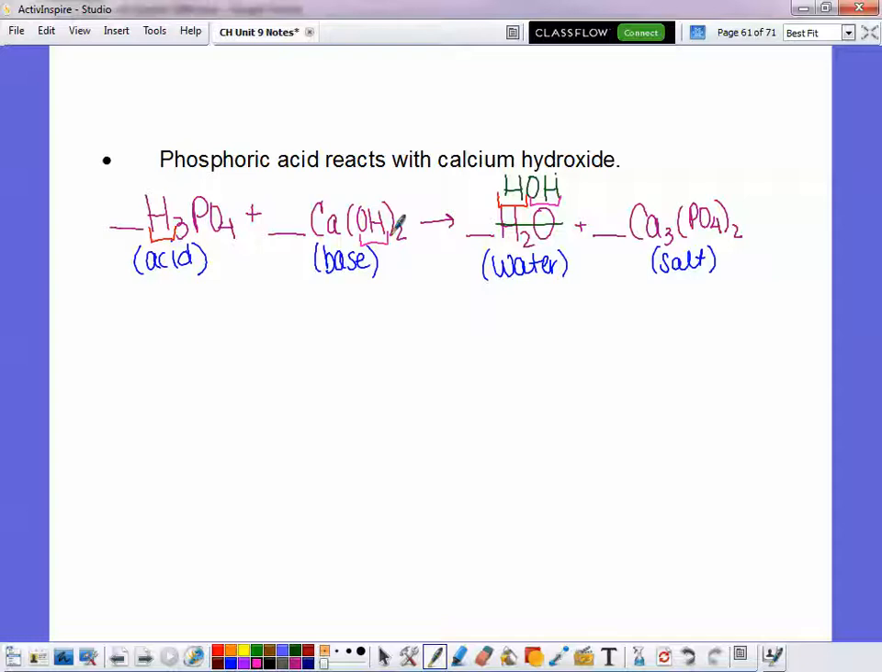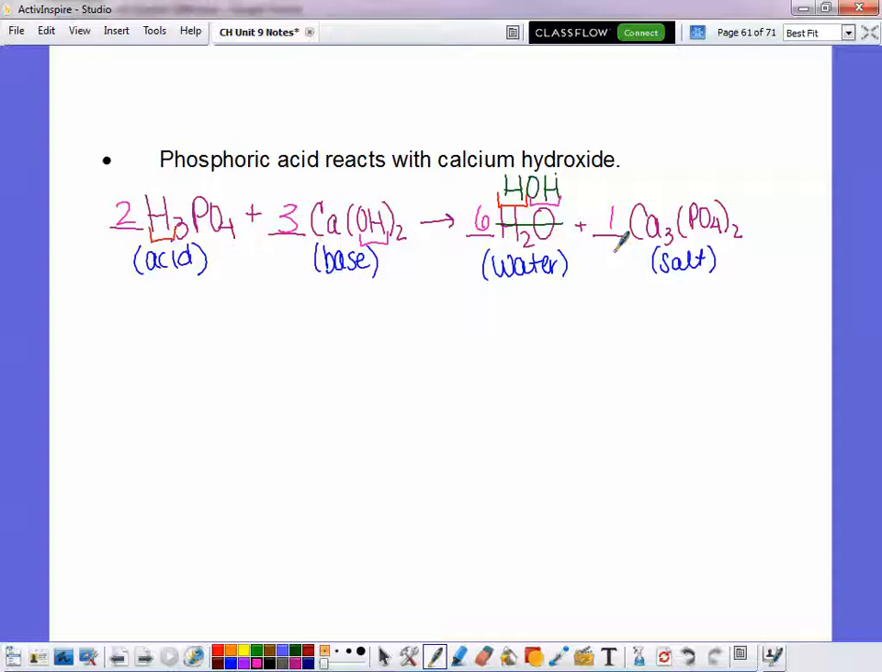Has anyone balanced it yet? What do we get? 3261? I did not get 3261. I got 2361. Is that what you said? I just heard you wrong? Okay. 2361. So go back and review balancing. Okay. This unit's kind of like the culminating unit. Everything's coming together.